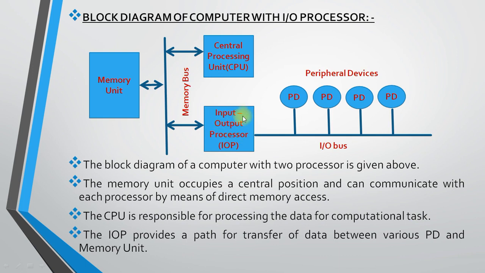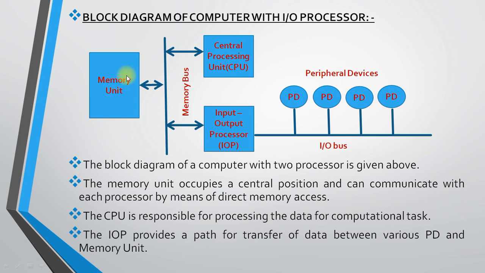The IOP provides a path for the transfer of data between various peripheral devices and the memory unit. So with the help of the IOP, you can transfer your data to the different types of peripheral devices which are connected with your computer system or with the memory unit.